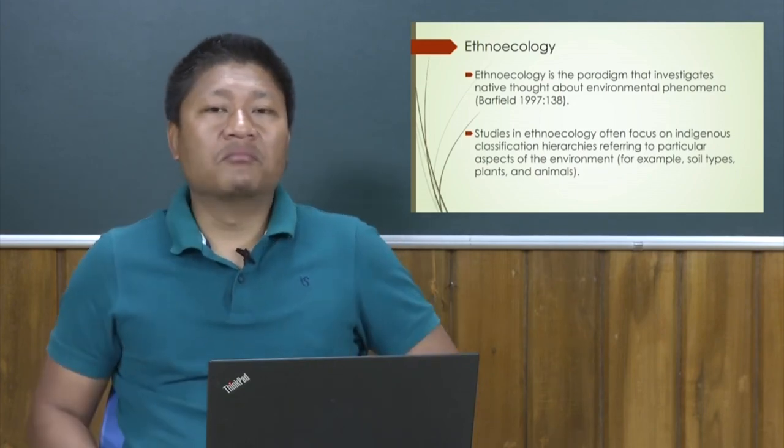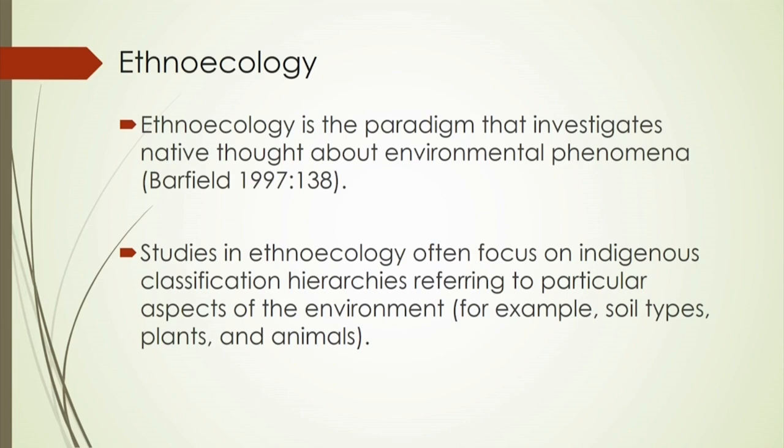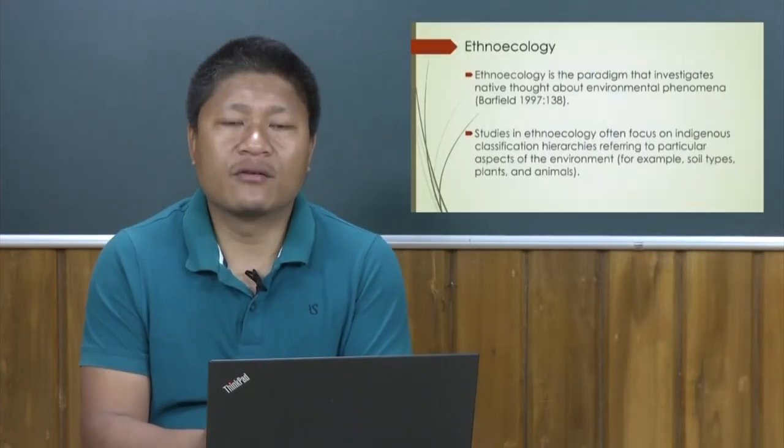Ethnoecology looks at the paradigm and investigates native thought about environmental phenomena, and how a particular native society operates within those environmental phenomena. And it also focuses on indigenous classifications and hierarchies referring to particular aspects of the environment. Now, for instance, the kinds of soil types, plants and animals which particular communities engage with. Now, these are some of the fields which ethnoecology looks at.